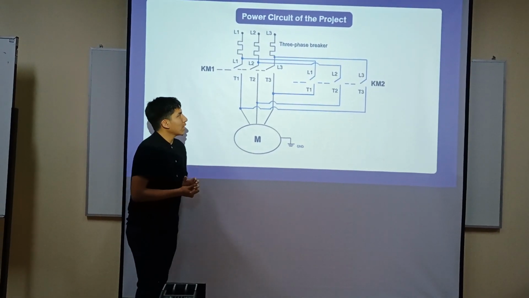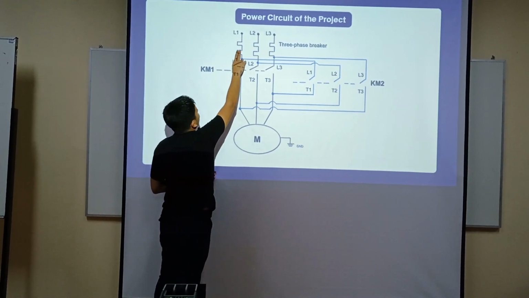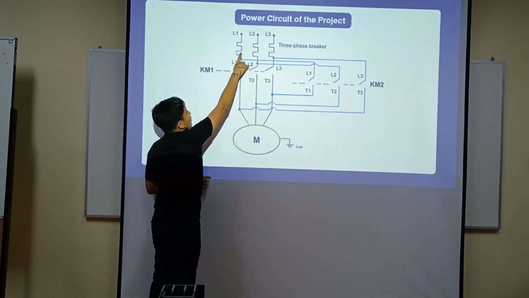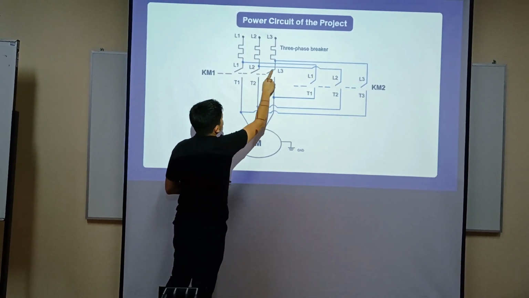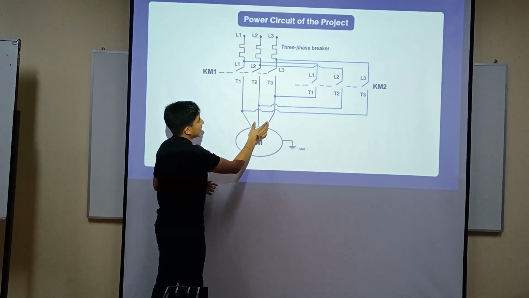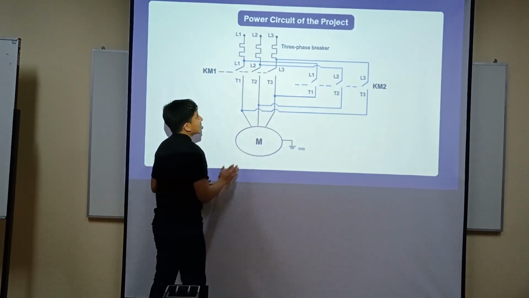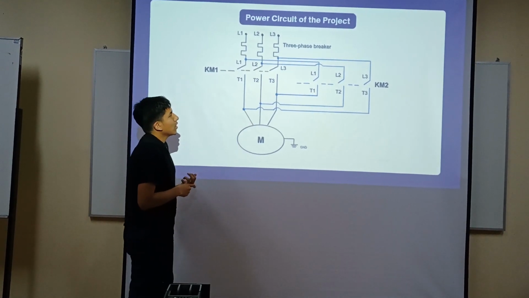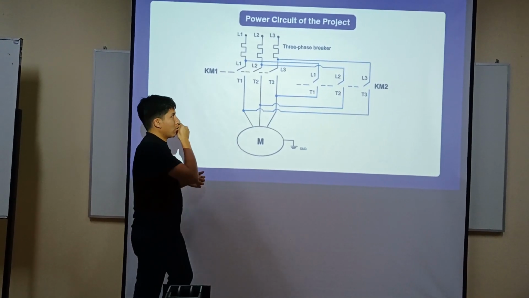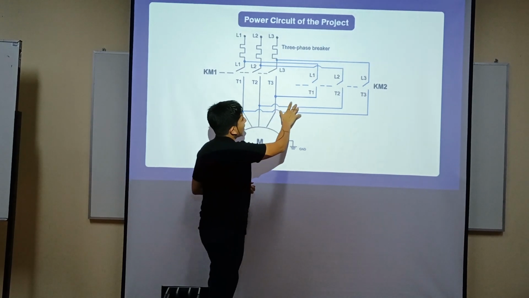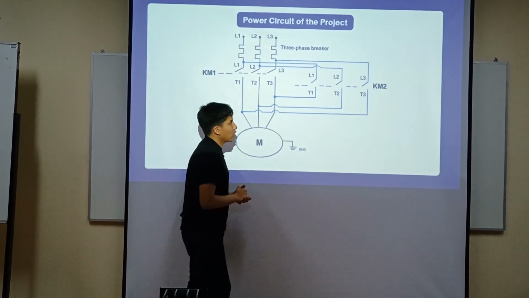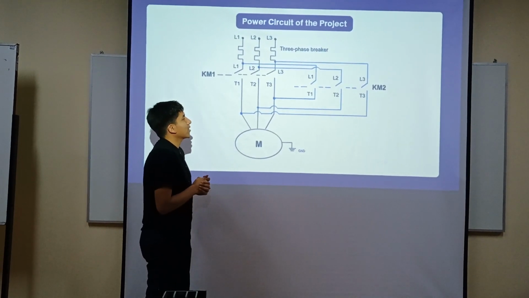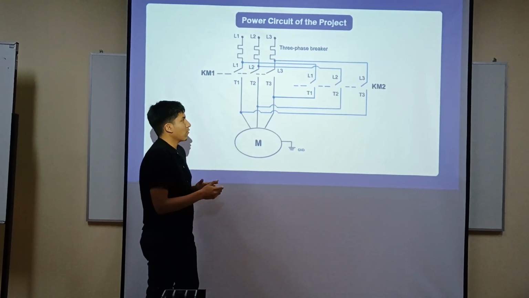Okay, so now here we have L1, L2 and L3 that go through these lines. And as I said, this part is the system that is going to make the normal rotation. And this part that I'm going to explain is the part that reverses the rotation of the motor.